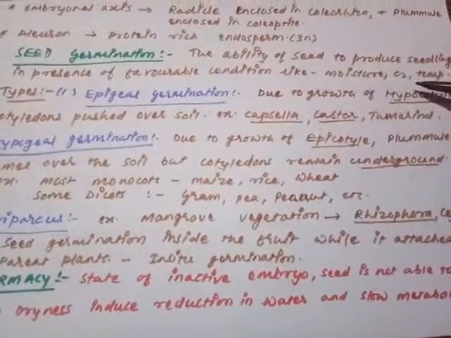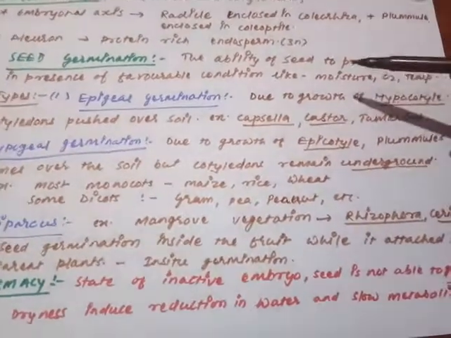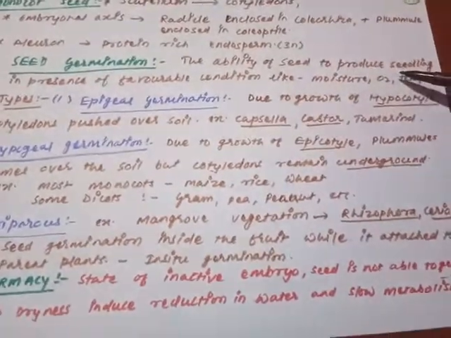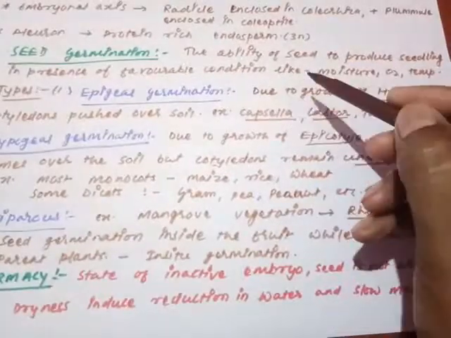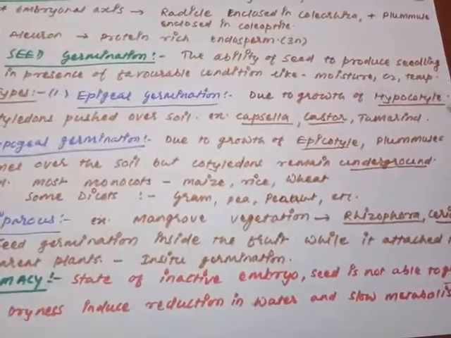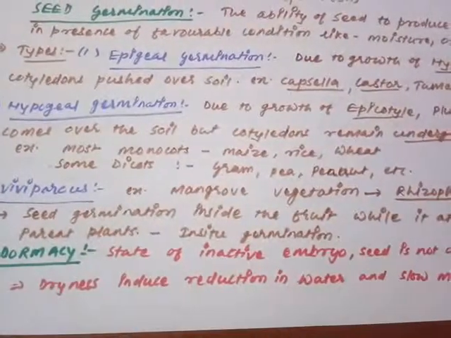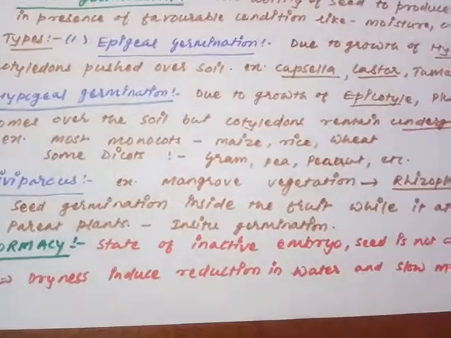So whenever these conditions become available, the seed is able to produce its own seedling. That is what is called seed germination. The ability of a seed to produce a seedling is called germination. Based on the process of how seed germination occurs, germination is of two types.